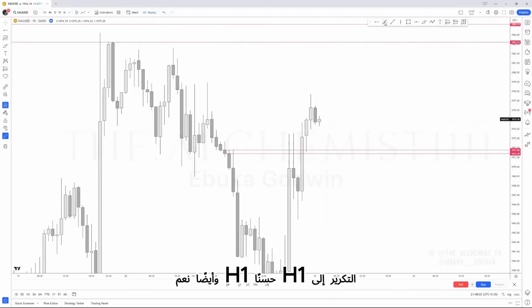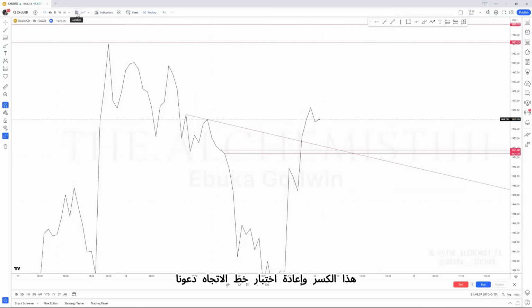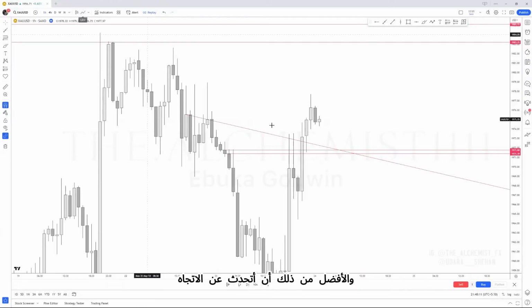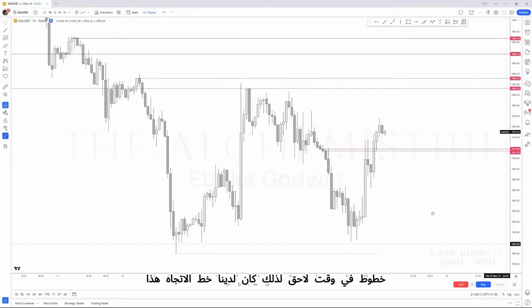Okay, H1, and also, yeah, we had this and all that, see? Okay, we had this break and retest trend line. Let's get into trend lines later, okay? Because once you add trend lines, it gets even better. Let's talk about trend lines later. So we had that trend line and all of that.